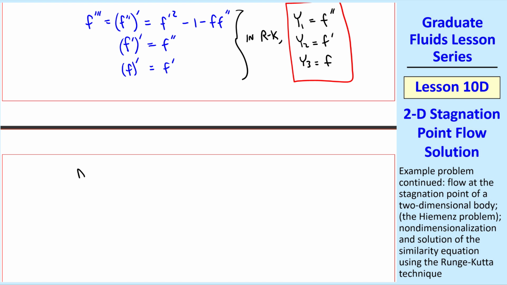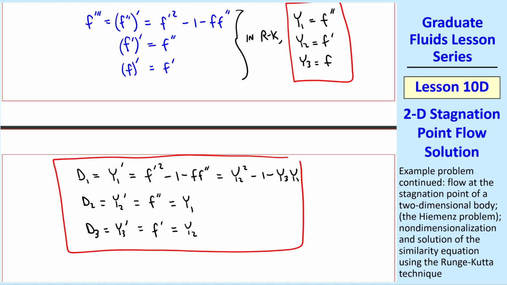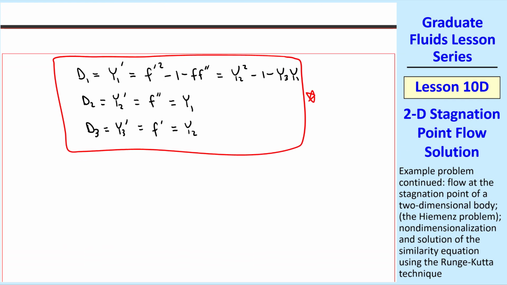In my notation from previously, we use d as the derivative, so d1 is y1 prime, which from here, and using these definitions, becomes f prime squared minus 1 minus f f double prime, which is y2 squared minus 1 minus y3 y1. Similarly, d2 is y2 prime, which is f double prime, which from here is y1. Finally, the third derivative, defined as y3 prime, is f prime, which from here is y2. So these are the derivative equations that we will plug into the Runge-Kutta solution.